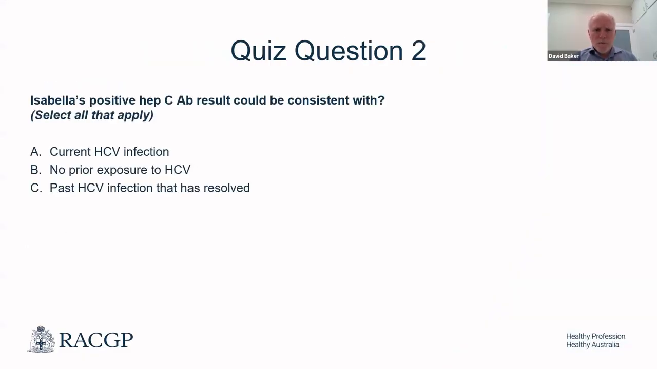So positive hepatitis C antibody test. Now, what does this mean at this point? It could be consistent with all that apply. You can select any of the above: current hepatitis C infection, no prior exposure to hepatitis C, or past hepatitis C infection that is resolved. So we'll just give you another 10 seconds on this one. So she has a positive antibody test. Okay, I think we can see the responses now, thanks.